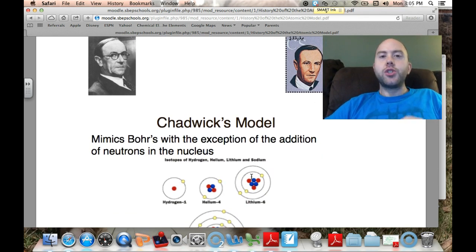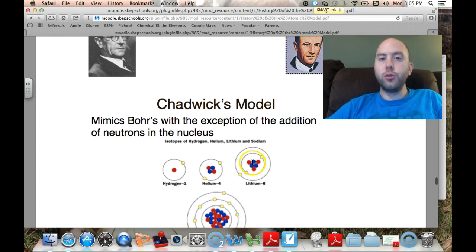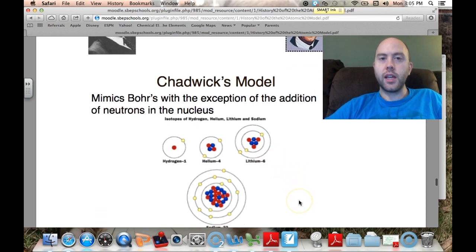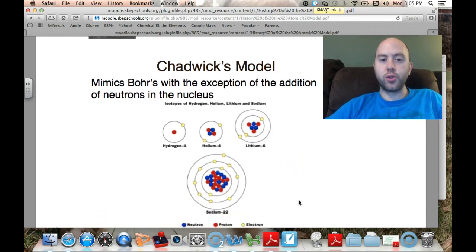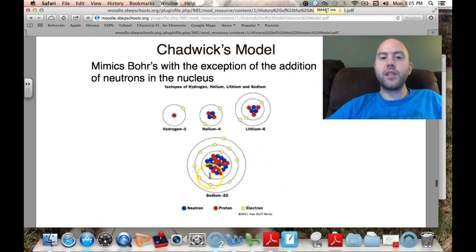Anyways, Chadwick's model looks just like Bohr's model, except now we have neutrons in the nucleus as well. So it's not just protons in the nucleus, it's also neutrons. So it's protons and neutrons in the nucleus. But we still have the energy levels.